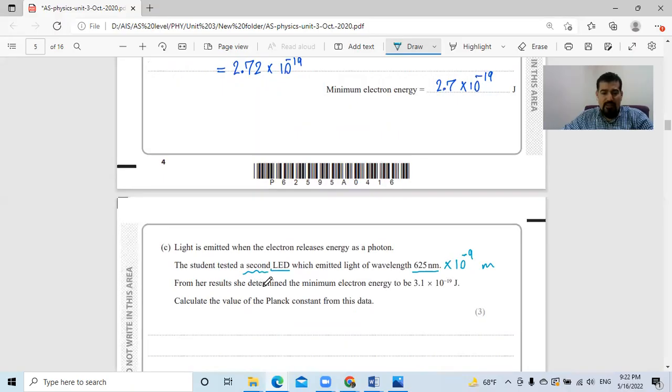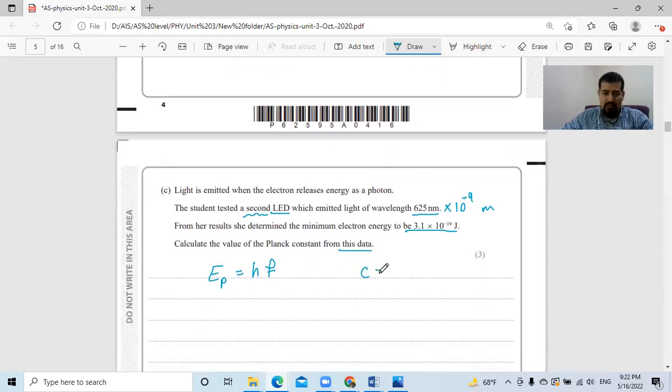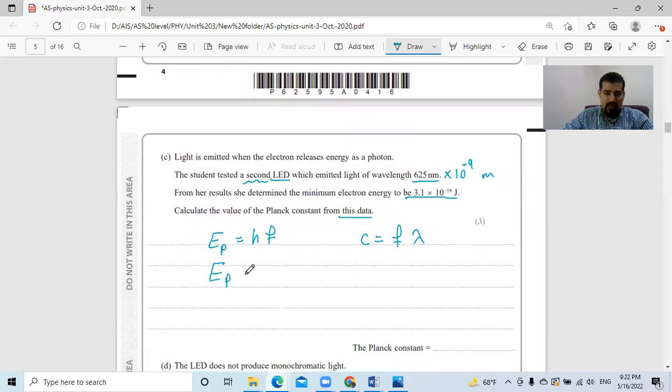From her results, she determined the minimum electron energy. It will be how much? 3.1 times 10 to the power of -19 joules. Calculate the value of the Planck constant from these data. Now we know that energy for each photon, what's the formula for it? It's exactly hf. And we know that speed of light equals frequency multiplied by the wavelength. That means the energy for each photon equals Planck constant multiplied by the speed of light divided by the wavelength. So I make h the subject of the formula.